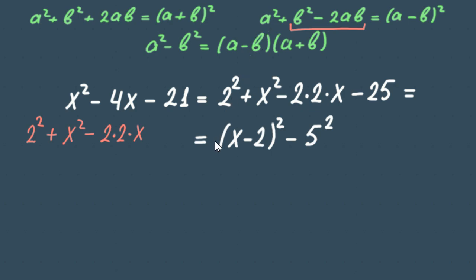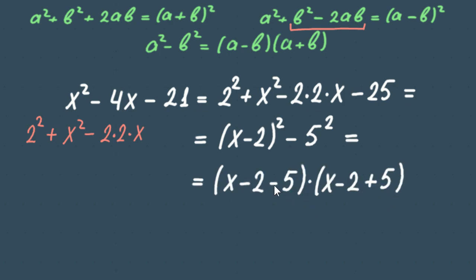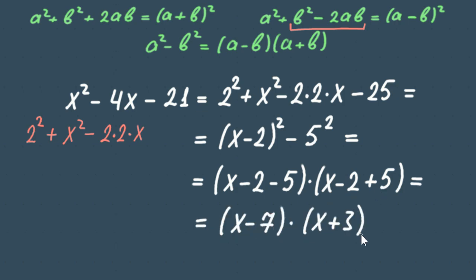And then I will apply the formula for the difference of squares to this expression. Instead of the number a, I will have the expression x minus 2 here. And from this expression, I need to first subtract 5, then add 5. I perform the calculations in brackets and obtain the following product. I hope it is clear. Here I subtracted 5 from negative 2. And in the second bracket, I subtracted 2 from 5.